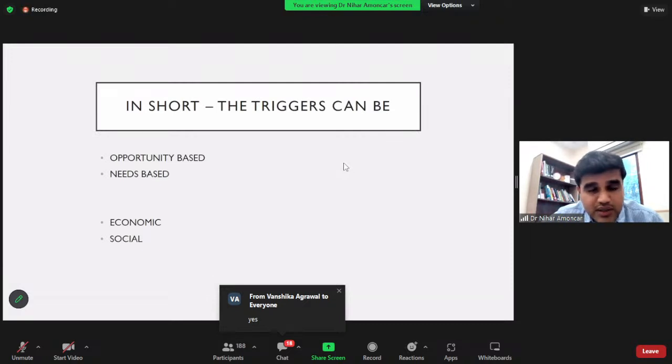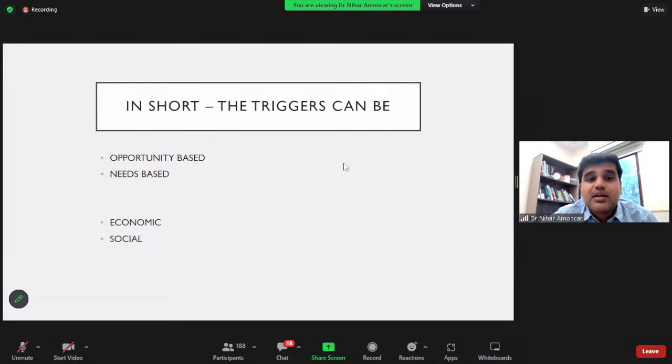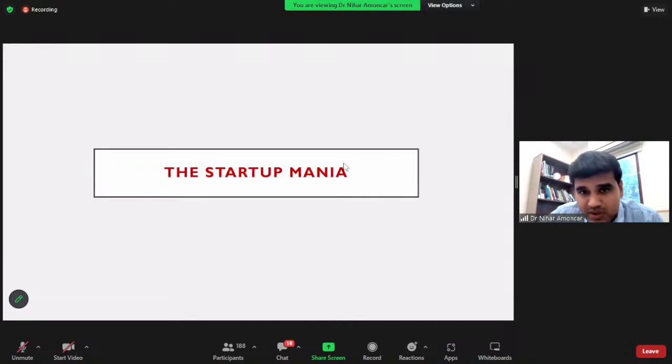So in short, the triggers can be either opportunity based or needs based. Either you see an opportunity that nobody else has seen within the market and you start up, or you have needs. That means you have a need for achievement or need for social recognition or the need to change your economic reality. And then that becomes the motivation for you to pursue entrepreneurship. So these are some of the triggers that the book talks about.